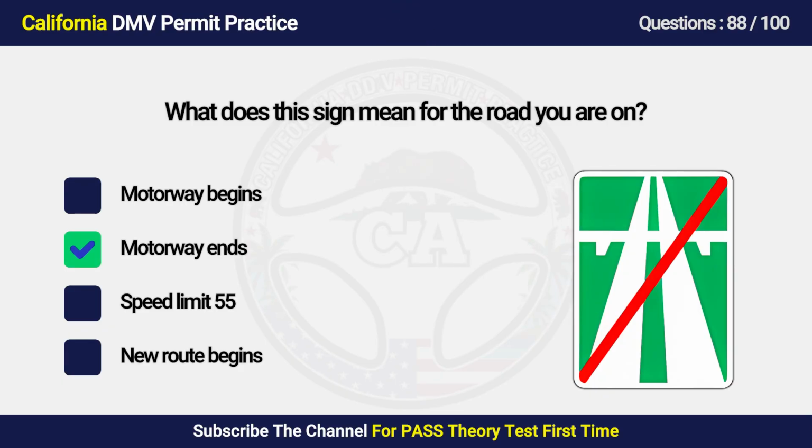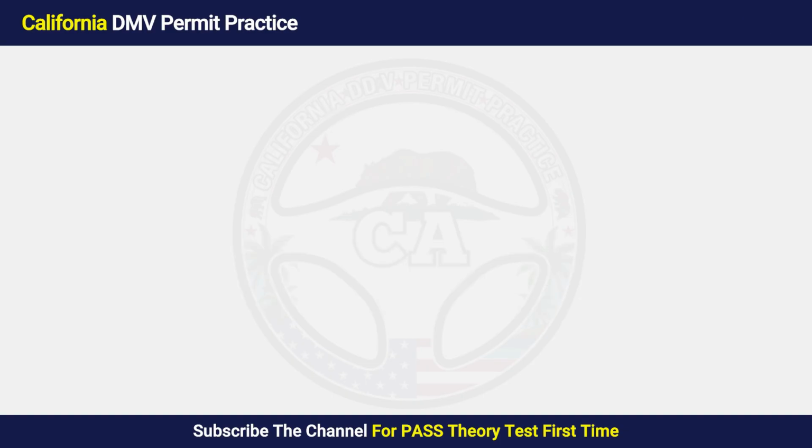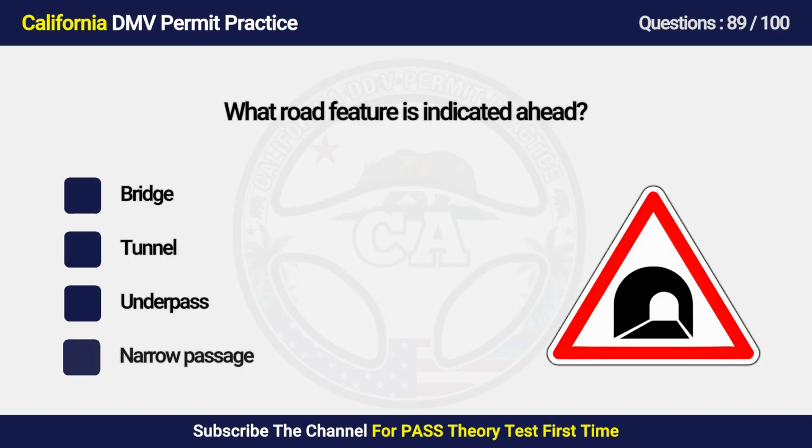Answer is B. Motorway ends. This sign indicates the end of a motorway or expressway. Be prepared for changes in speed limits, road conditions, and traffic patterns as you transition to a different type of road. Question 89. What road feature is ahead?